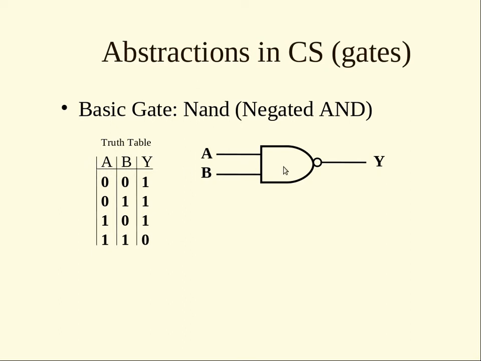So here are the different options for your inputs A and B, and Y is labeled as the output. AND of 0 and 0 is 0, negating it is 1. AND of 0 and 1 is 0, negating it is 1. AND of 1 and 0 is 0, negating it is 1. The AND of 1 and 1 is 1, so you negate 1 and you get 0.